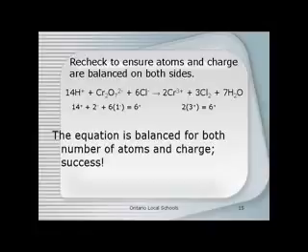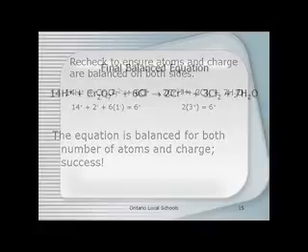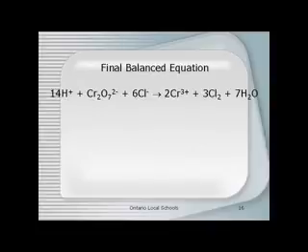We then add the charges up to make sure that they also remain balanced. So our 14 plus, 2 negative, plus 6 times 1 negative adds up to 6 plus. On the right-hand side, 2 times 3 plus from the chromium ion equals 6 plus. So the equation is balanced for both the number of atoms and charge. Success. So here's our final balanced equation of the dichromate ion plus chloride ion in acidic solution: 14H plus Cr2O7 2 negative plus 6Cl minus yields 2Cr3 plus 3Cl2 plus 7H2O.